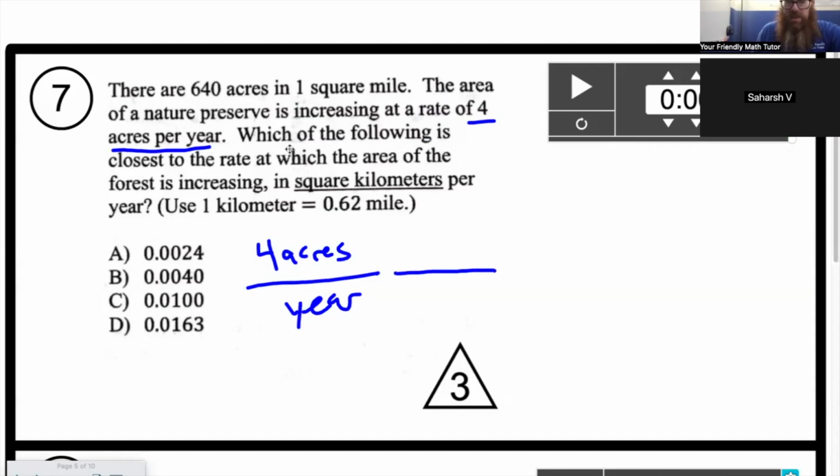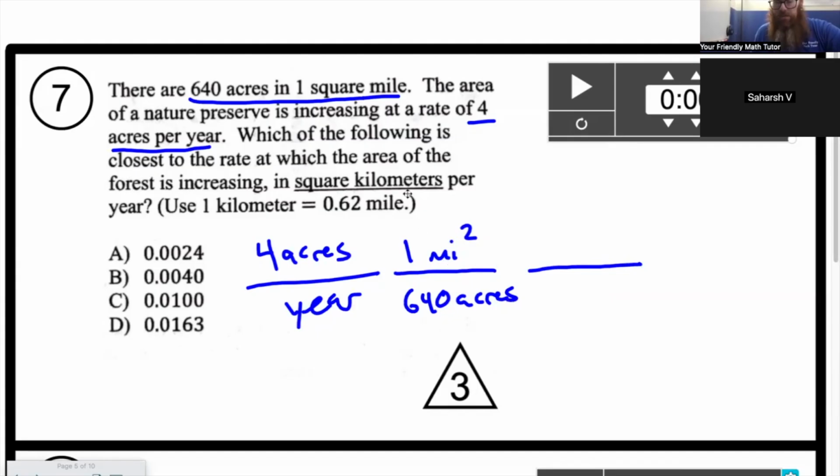All right. So the first thing is there are 640 acres, which again, I'm putting acres on the bottom because acres are on top here, in 1 square mile. So we write it like this. We say square mile, but we write it like 1 mile squared. And then we have to change square miles into square kilometers. So typically the mistake here is to just use this as it is and put miles on the bottom. But the thing is, we need to cancel out square miles, not just miles.